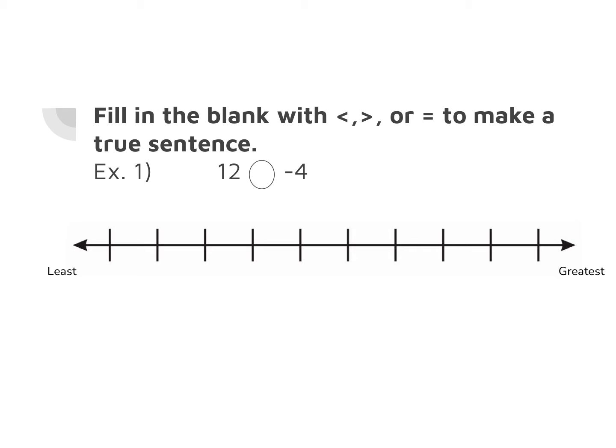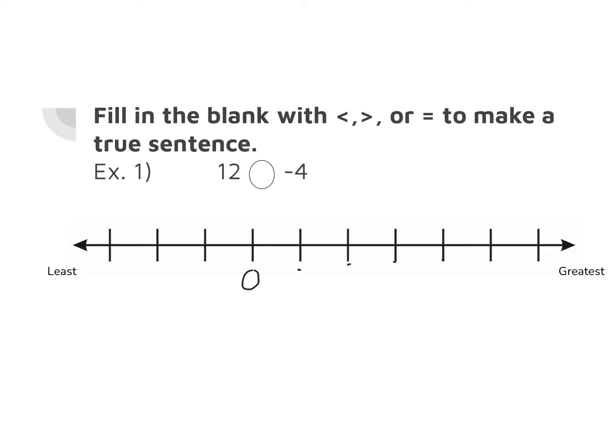All right, we're going to fill in the blank with a less than, greater than, or equal to symbol to make a true sentence. So I have 12 and I have -4. Well, I know that 12 is on the positive side, so I'm going to put my 0 here. Now let's go ahead and count. I can't count by ones because that's not enough. So let's see if I can count by 2s: 2, 4, 6, 8, 10, 12.